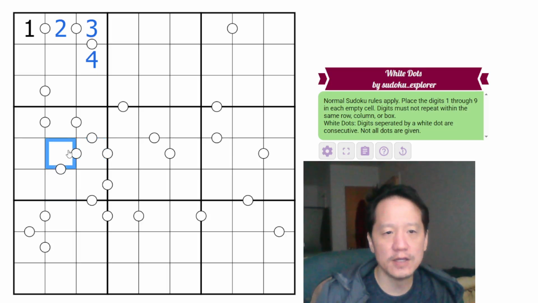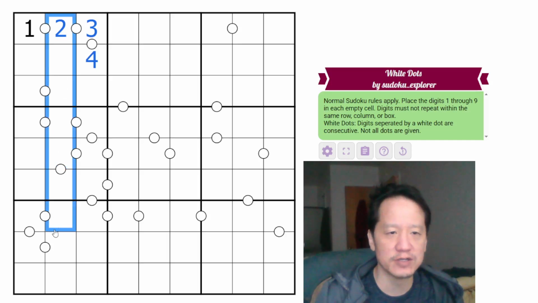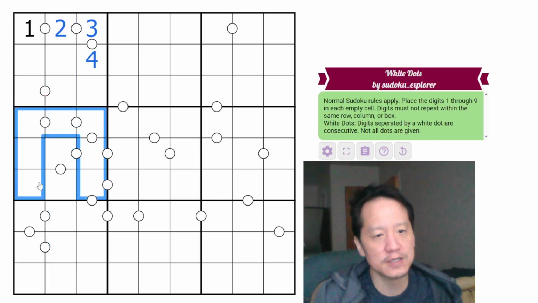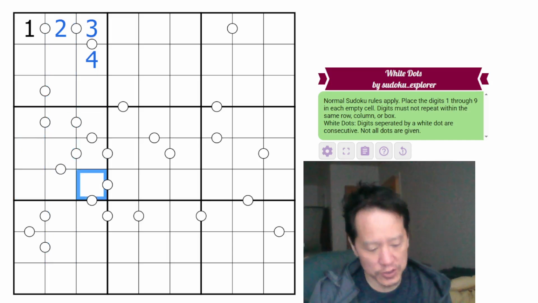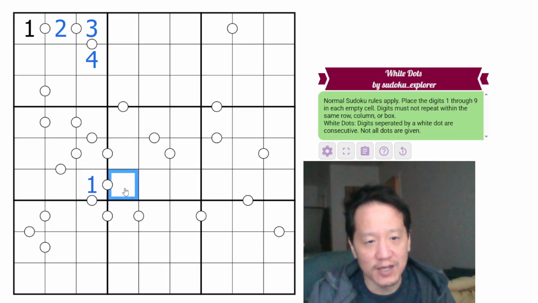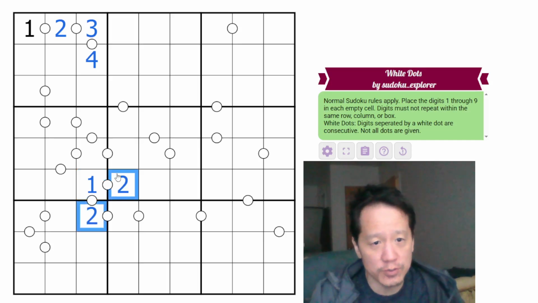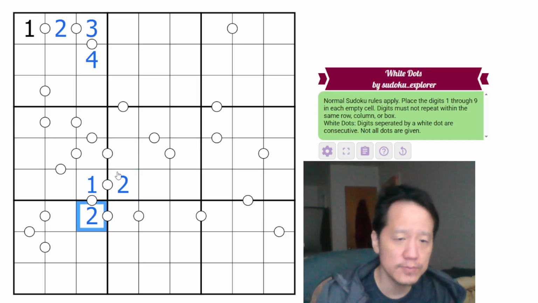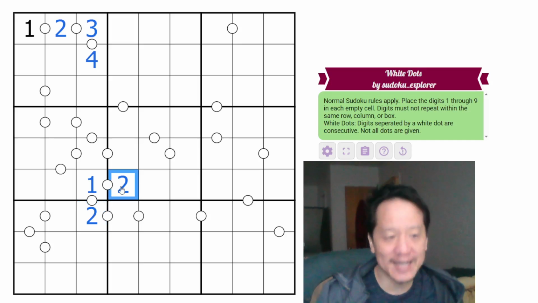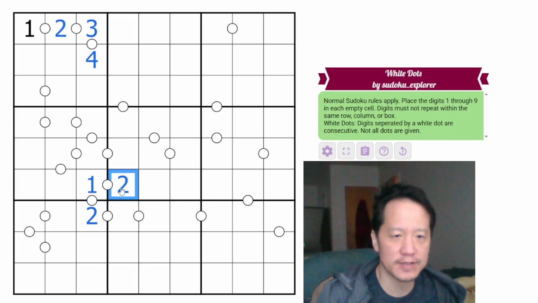So none of those can be 1. 1 could be here, but then that forces this to be 2, and that's not allowed because the 2 is here. Therefore, the only place for 1 in this box has to be here. So this is 1, which can only be next to 2. So these are both 2. I'm sorry, consecutive with 2. And the white Kropke dot forces that, right? So therefore, this must be 2.